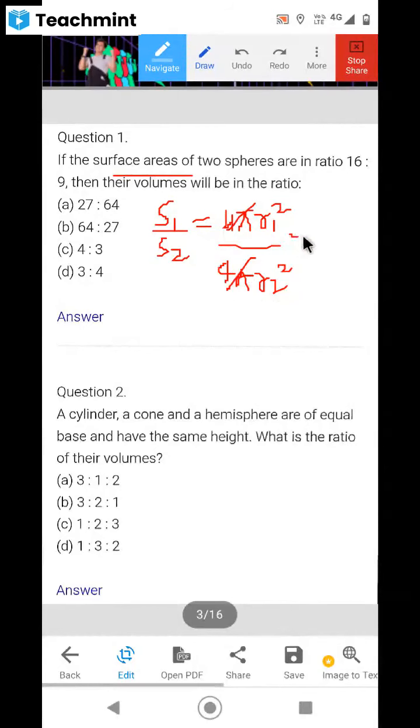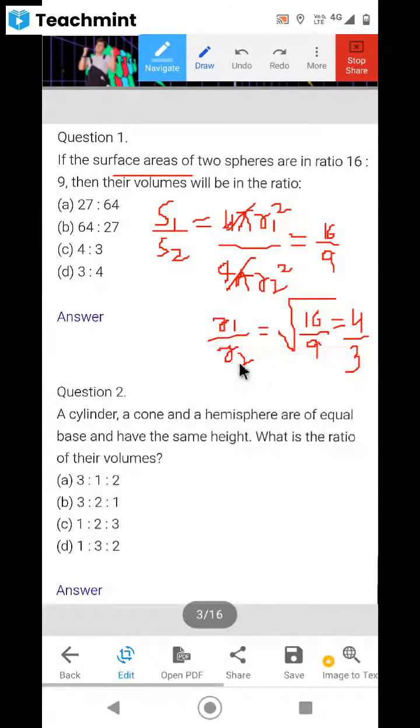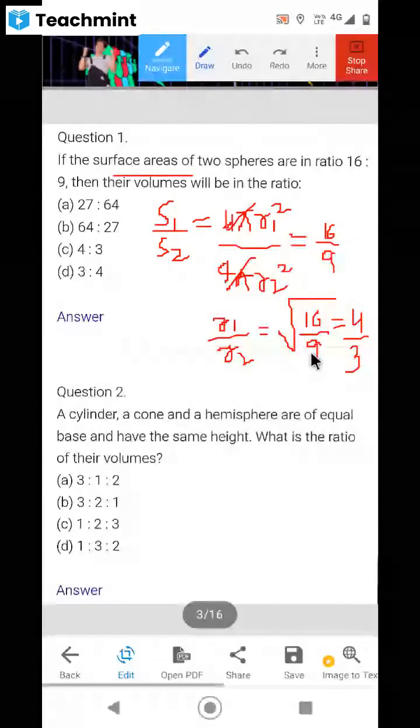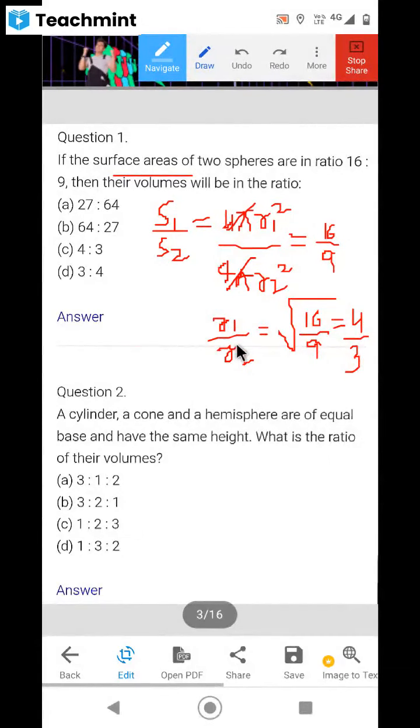Now the 4 pi get cancelled. They are saying the surface areas of two spheres are in the ratio 16 is to 9. So surface area 1 divided by surface area 2, first sphere divided by second sphere, is equal to 16 by 9. So I can say that r1 by r2 whole square equals 16 by 9. If it goes to that side, it becomes the square root of 16 by 9. Can I say r1 by r2 is 4 by 3? Radius of the first sphere divided by radius of the second sphere is equal to 4 by 3. Can I say like this, dear children? Yes, definitely I can say that.